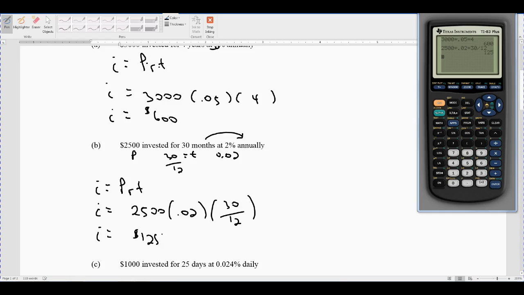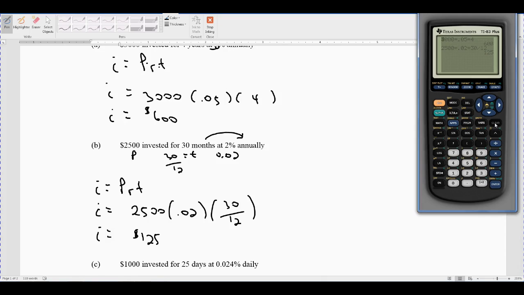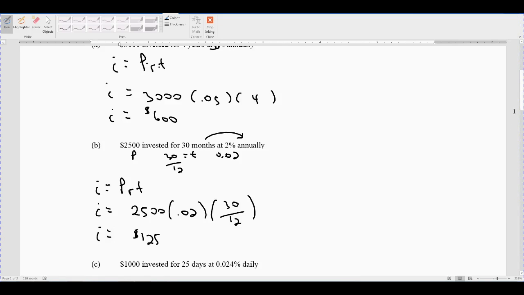$125. And if you happen to have a scientific calculator of some sort, just do 2,500 times 0.02 times 30 divided by 12. It'll work the same way. I just wanted you to see that.